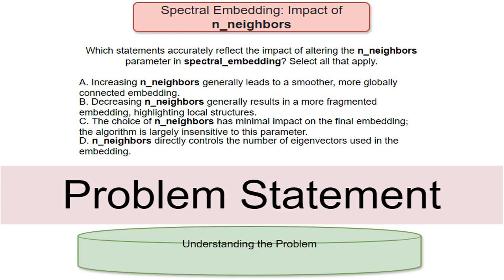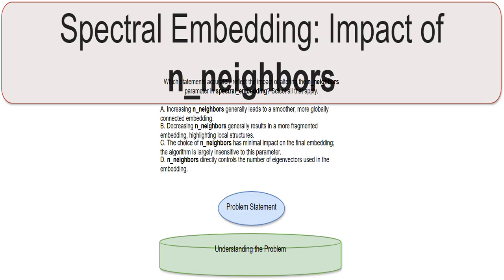I'm exploring how the n_neighbors parameter in scikit-learn's spectral_embedding function affects dimensionality reduction. It's all about understanding how changing the number of neighbors considered during graph construction impacts the final embedding. Let's dive in. This is the core question.